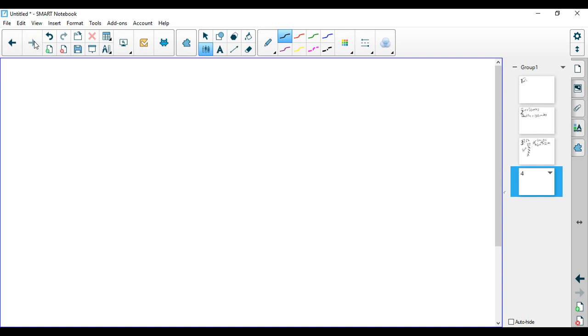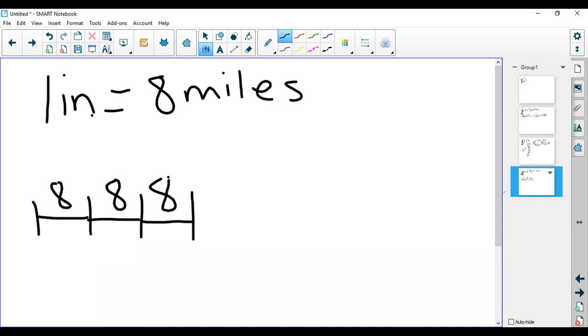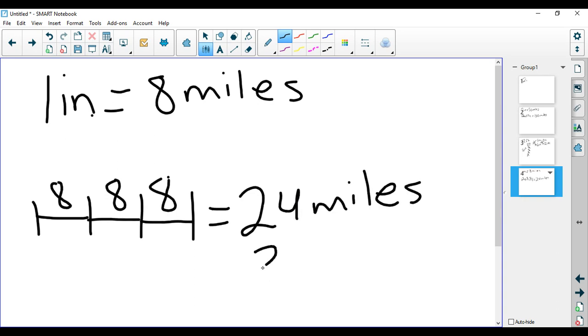So again, pretending I'm looking at a map, what if I say that on my map, 1 inch equals 8 miles? So if I drew here 3 inches, I would say each of these are worth 8 miles. So 8 plus 8 plus 8 equals 24 miles, and that's the same as 3 inches.